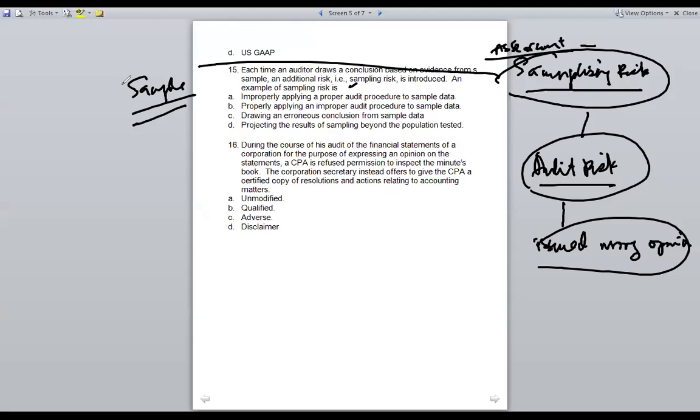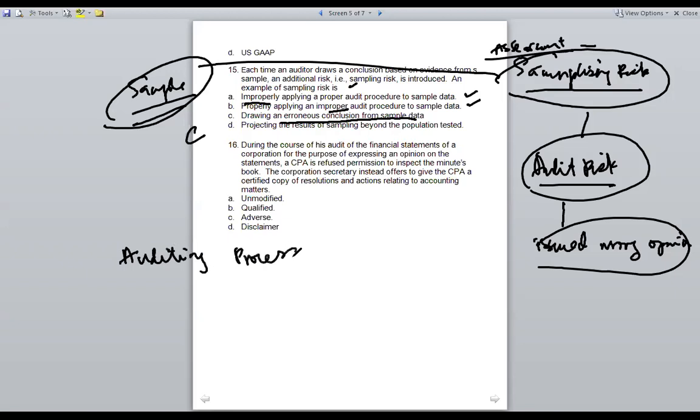Okay? So tingnan natin ang tanong, an example of sampling risk. Improperly applying a proper audit procedure to sample data. So improper na siya. Properly applying an improper audit procedure to sample data. Drawing an erroneous conclusion, di ba? Ito yung diniscuss natin na you have a wrong or erroneous conclusion because of the wrong sample na na-derive mo. Okay? So paikot-ikot siya, guys, ano? If you ever master the auditing process, kahit paikot-ikutin nila yan. Okay, so I will give you background of the auditing process.